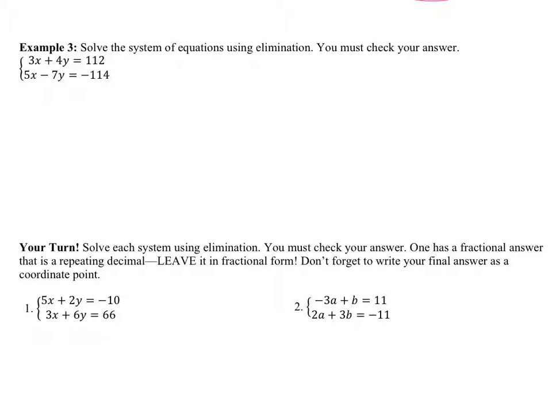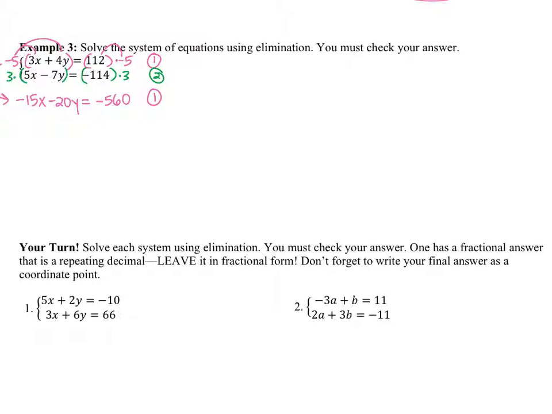So I'm going to go ahead and multiply the top equation, so equation number 1, by a negative 5. And I'm going to multiply the bottom one, the second equation, by a positive 3. Okay? So negative 5 times 3x is negative 15x. Negative 5 times 4y is a negative 20y is equal to, you'll need a calculator, 112 times a negative 5 is negative 560.